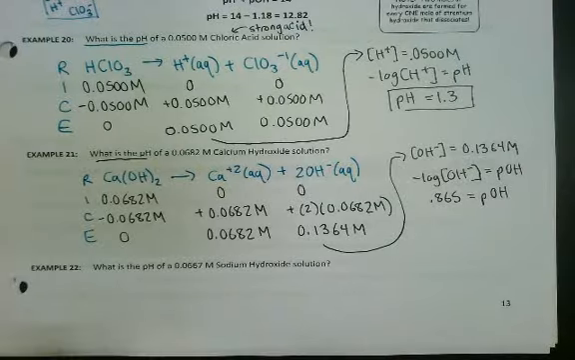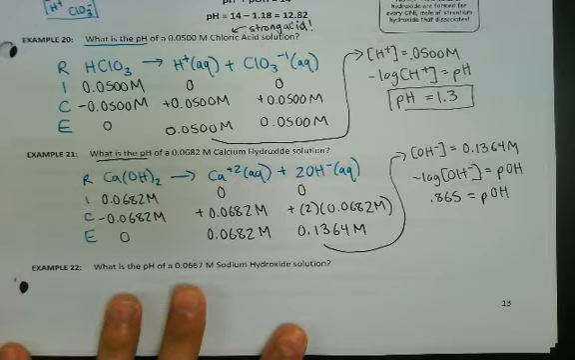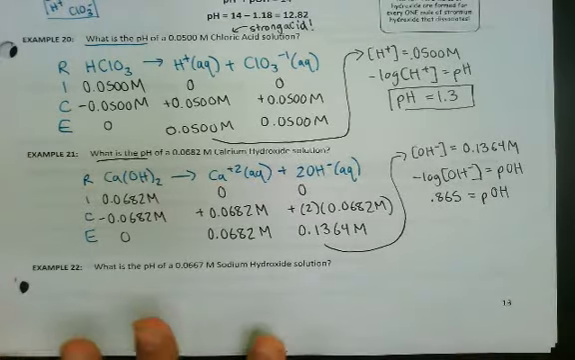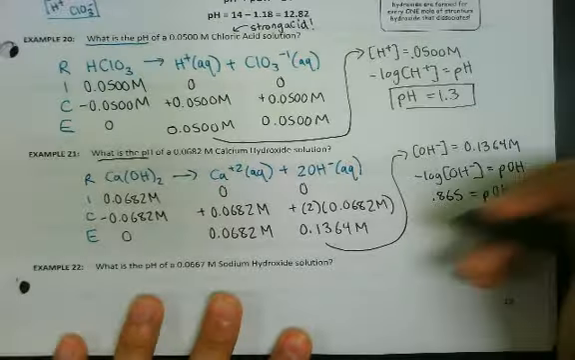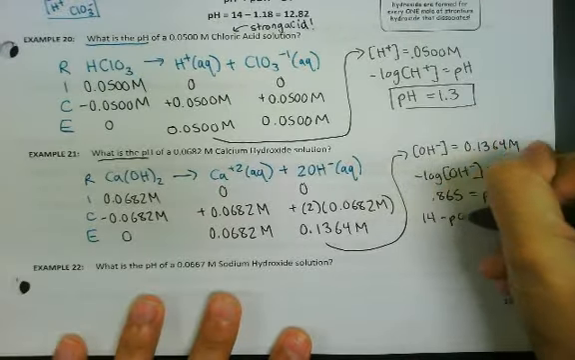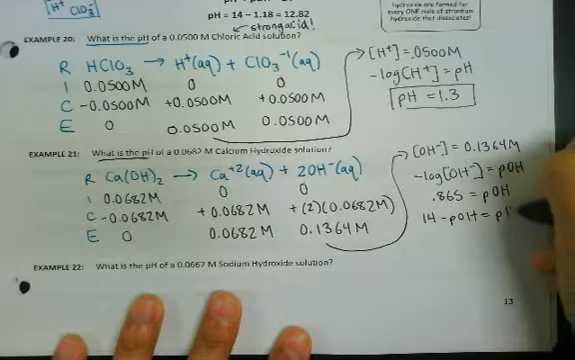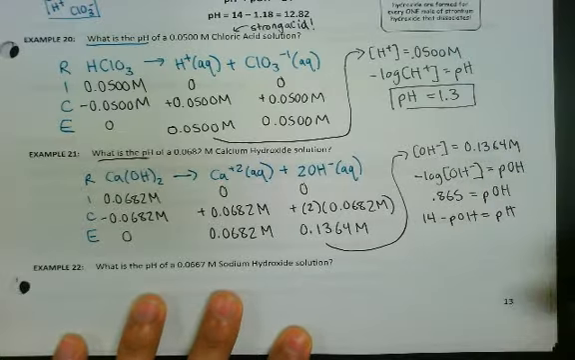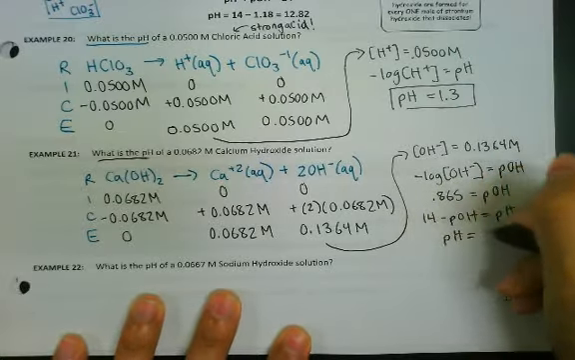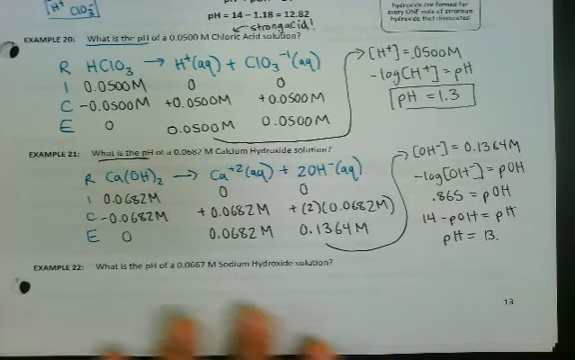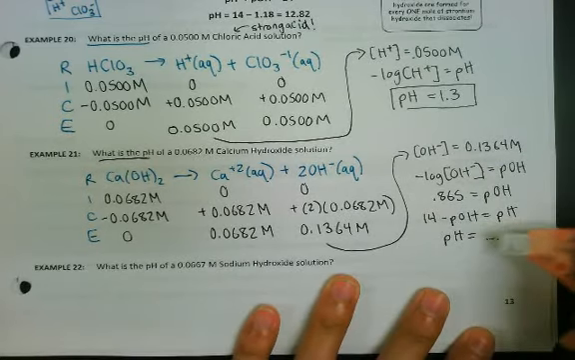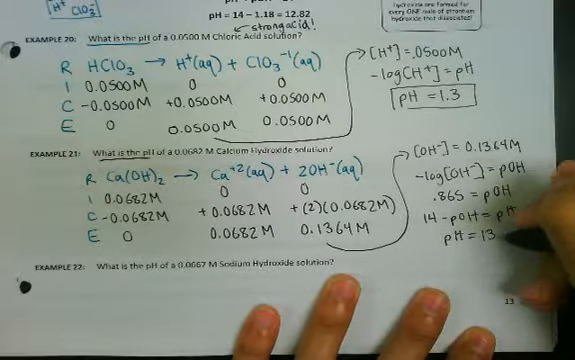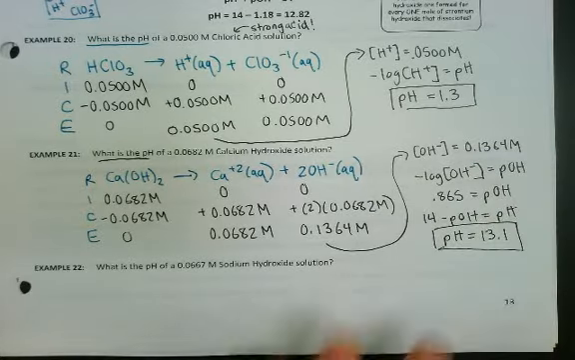If you type that into your calculator, again, I'm just kind of doing this quickly since we're running short on time. Type that into your calculator, you will get this. And then you know that 14 minus pOH is pH. So if you do 14 minus this, you can get the pH, which should be 13 point, again, if we're just doing 3 sig figs, 13.1 here. Okay? So that is where we're going to end today.